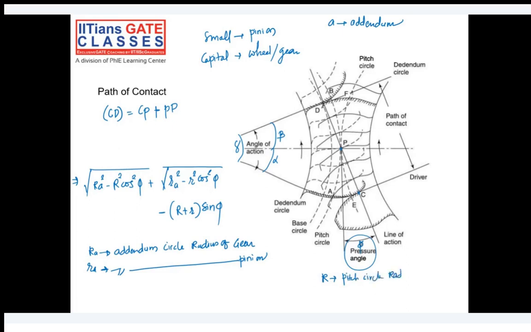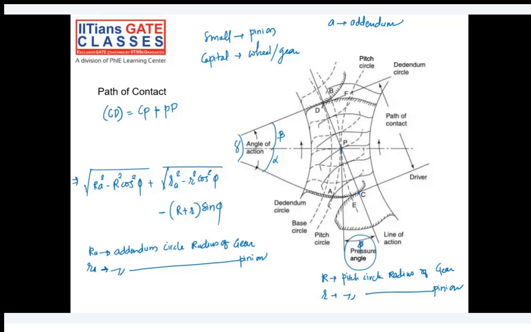Sorry, the capital letter is the pitch circle radius of the wheel or gear, and the small letter will be the pitch circle radius of the pinion. So using this relationship, we will be able to find out the total path of contact. Path of contact is a linear distance from basically the beginning of the engagement till the end of the engagement.